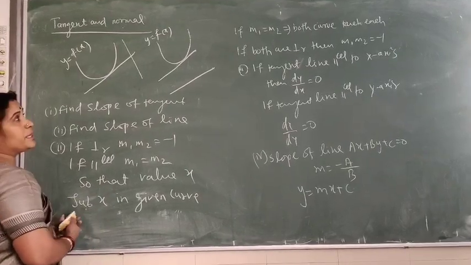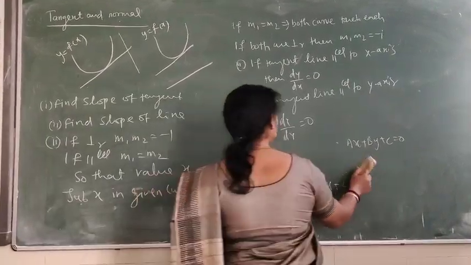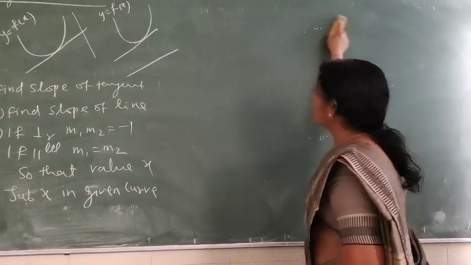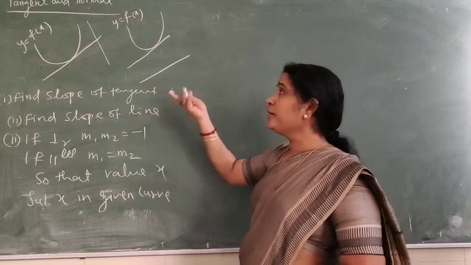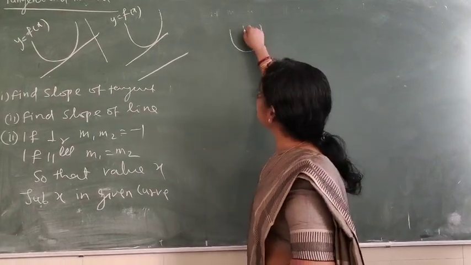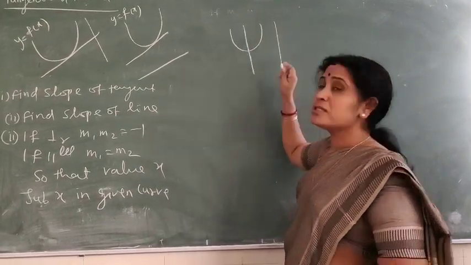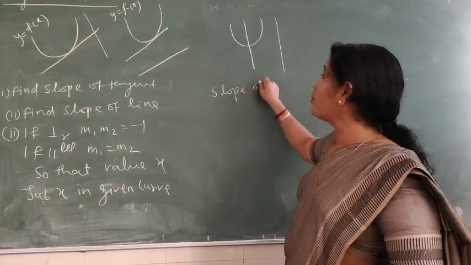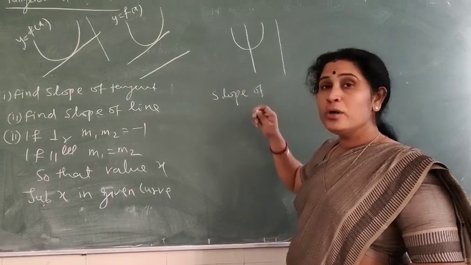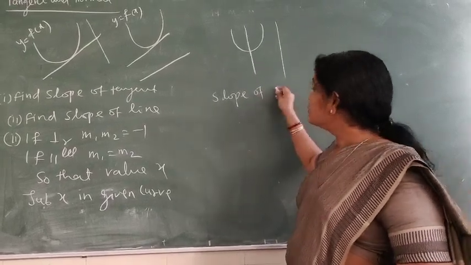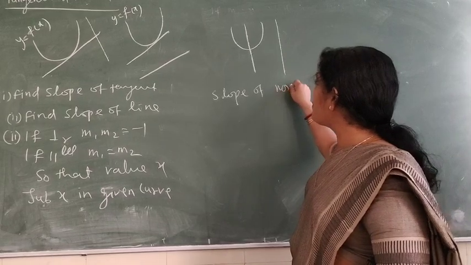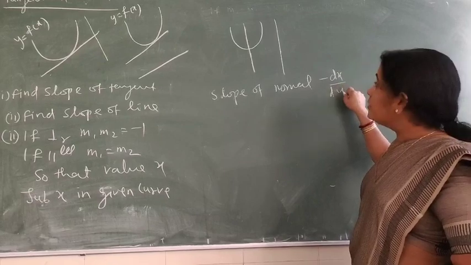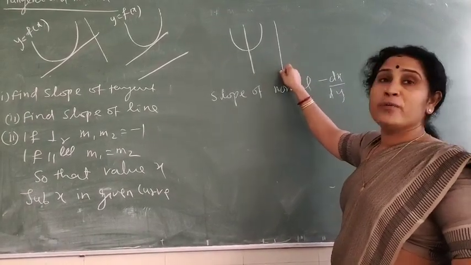In case if they say normal line is parallel to, you have to read the question very carefully, what they are saying. Accordingly, you have to take it. Whatever I explained to you, nothing is difficult here. Suppose if the normal line is parallel to another line, then you have to do one thing: slope of normal, find it. So that's why I am telling you, read the question very thoroughly. First find the slope of normal. Slope of normal you know, that is minus dx by dy. Then find the slope of line, then equate both.